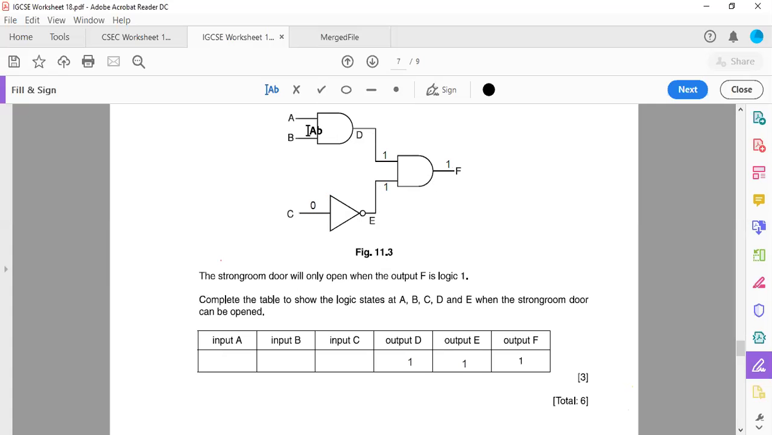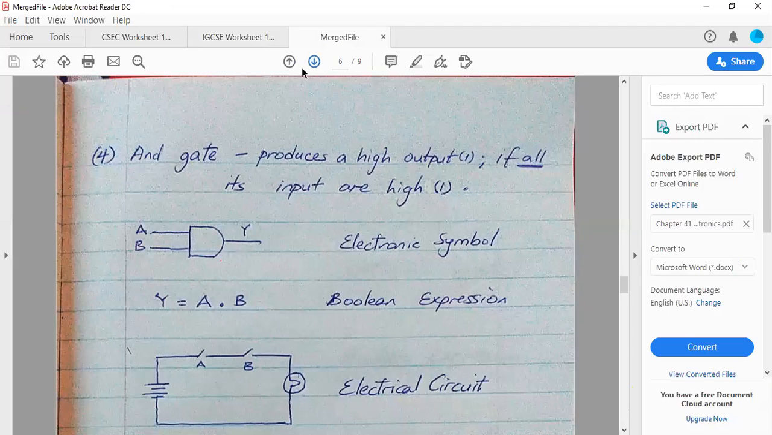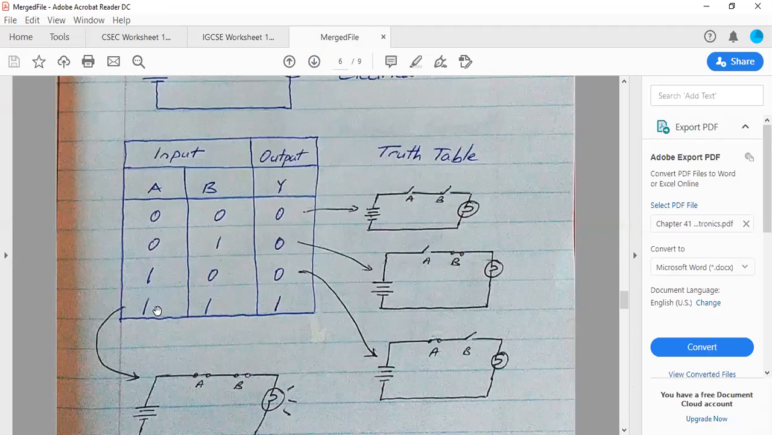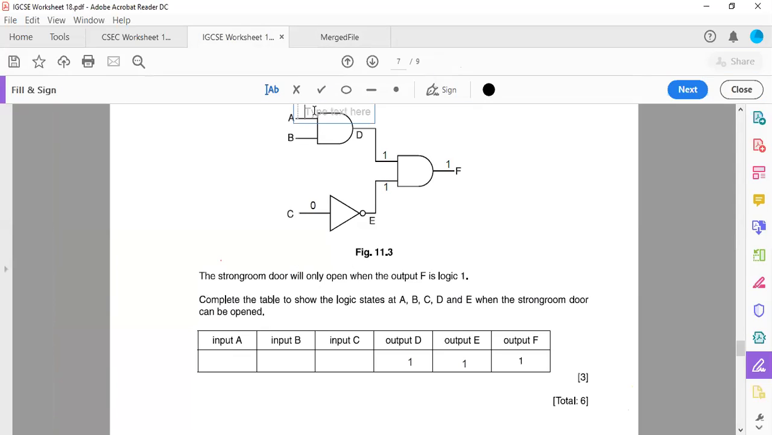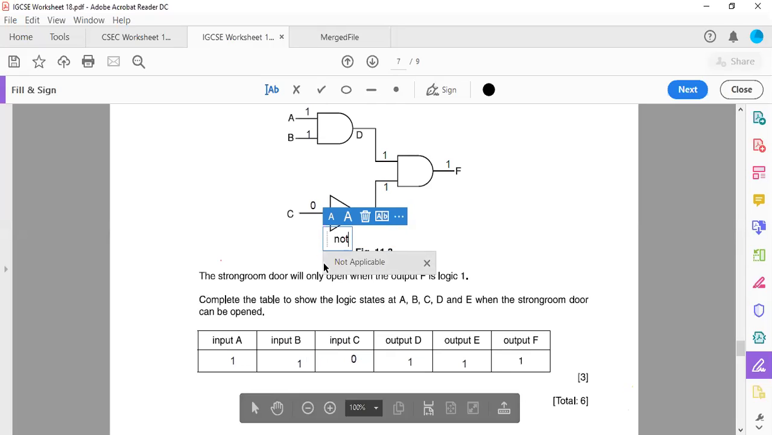For your AND gate, both your inputs must be what to give you a 1? We go back to the AND gate for you to understand it. For an AND gate, both inputs must be 1 in order for you to get 1. So that means A and B must be 1 and 1. So your A must be 1, your B must be 1 from the diagram, and your C must be 0 because it goes through a NOT gate. This is what they call a NOT gate.